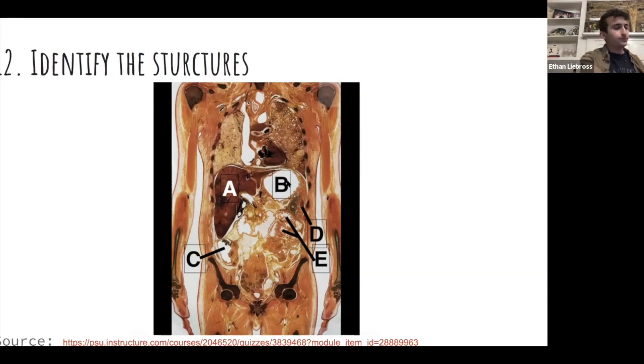So B is this large open space on the left side of the body, and that is the stomach. So C, which is a little more inferior to the liver, we find the large intestine. And we can even see a little piece of feces in there. D, right hugging the stomach, right over here, we find the spleen.